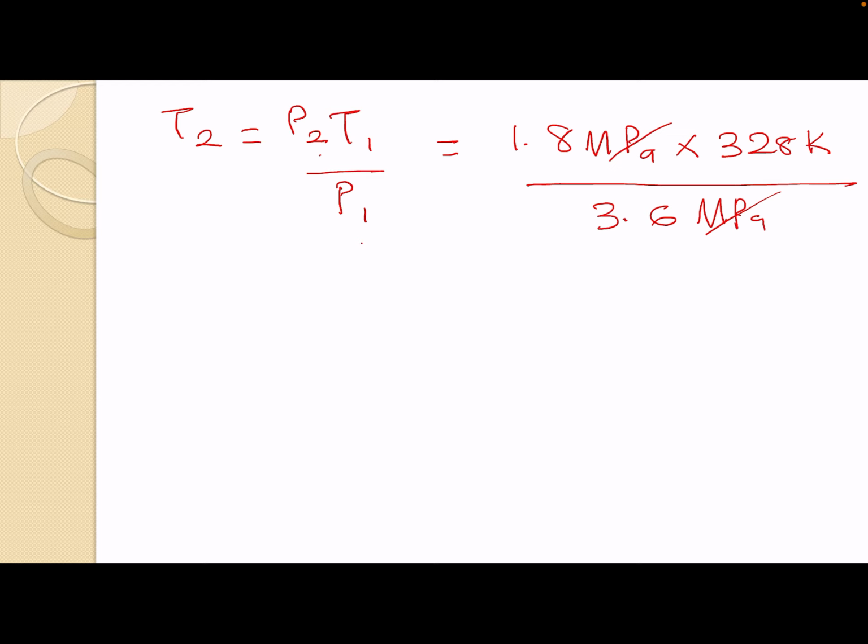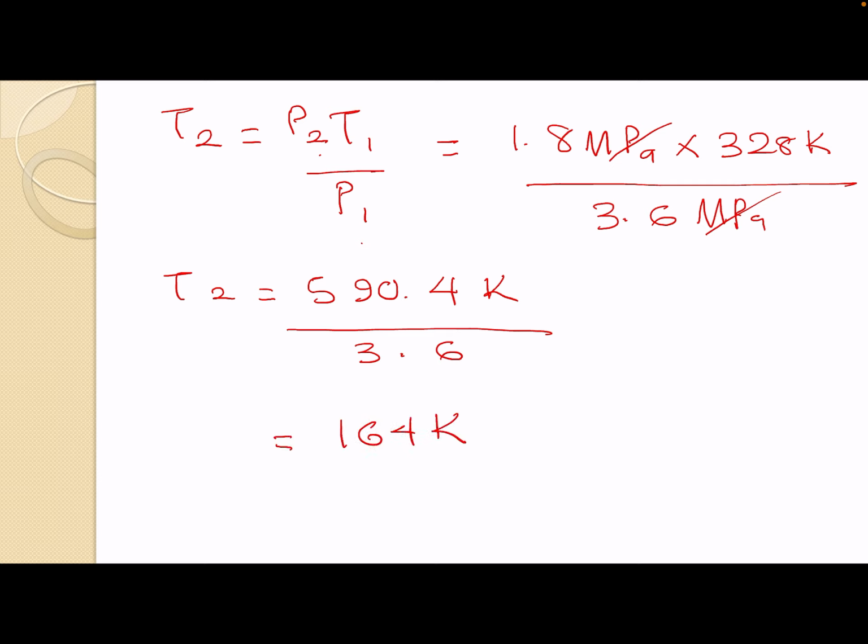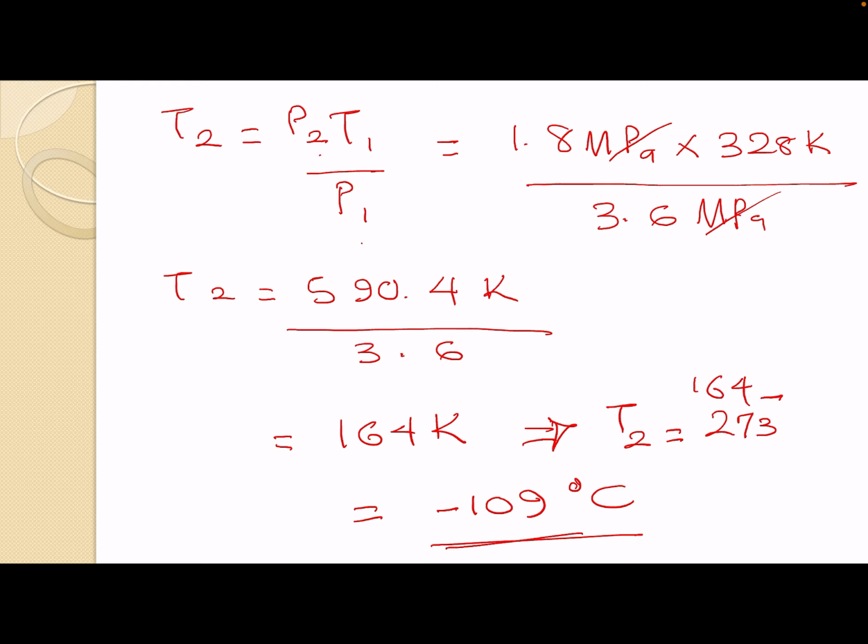The MPa cancels out. If you divide that, we should have T2 equals 590.4 divided by 3.6, which should give us 164 Kelvin. We can either leave it this way, or just to continue with the way the question was asked, we can convert our T2 to Celsius, which is simply 164 minus 273, and it should give us minus 109 degrees Celsius.